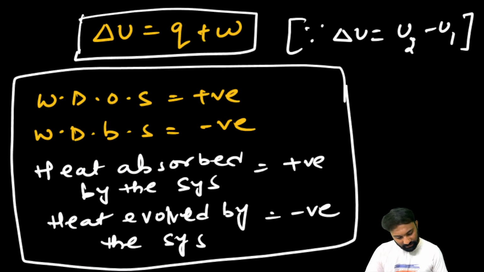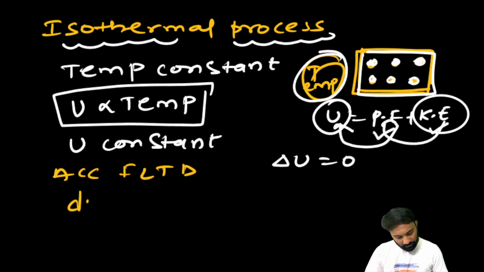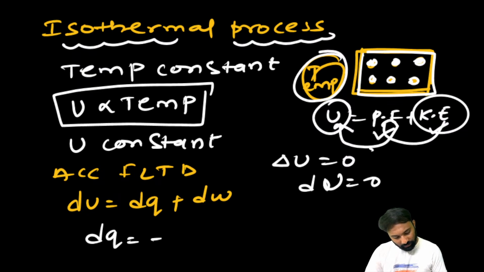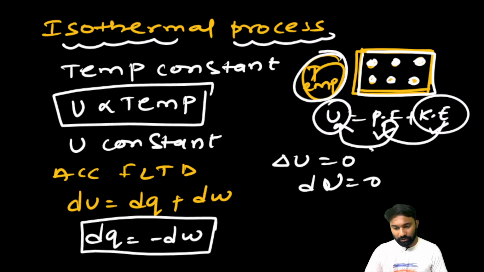For a small change, we have the formula dU is equal to dQ plus dW. This is for the small change. Now, if the internal energy change dU is equal to 0, then what will happen? dQ will be equal to minus dW. Clear? Now, in the isothermal process, dQ is equal to minus dW.